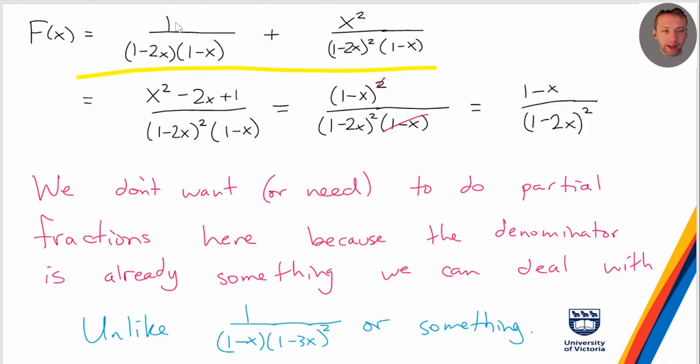So if I do that, I get on the top a 1 minus 2x, and on the bottom a (1 minus 2x) squared. And I can now combine these fractions. So I get x squared minus 2x plus 1 over all this junk on the bottom. And now, kind of coincidentally or luckily, the top factors. So I can just write the top as (1 minus x) squared. That allows me to cancel with one of them on the bottom.